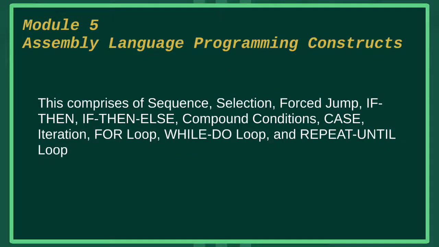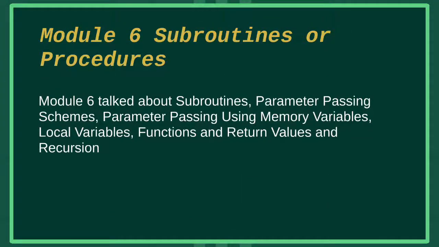For Module 5, Assembly Language Programming Constructs, this comprises the sequence, selection, forced jump, if-then-else statement, compound conditions, case, iteration, for loop, while-do loop, and repeat-until loop. Module 6, Subroutines or Procedures, talked about subroutines, parameter passing schemes, parameter passing using memory variables, local variables, functions, return values, and recursion.